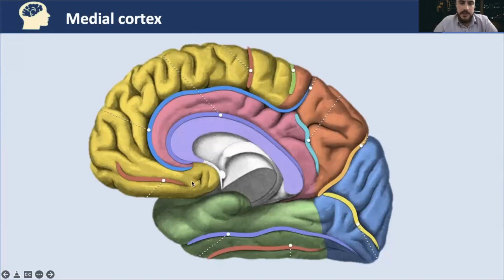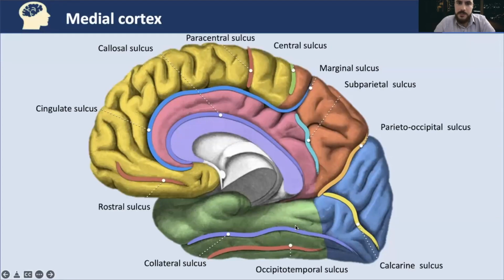This is the medial cortex here. The yellow area represents the superior frontal gyrus. Obviously, this is a frontal lobe. This is a superior frontal gyrus. So this is the cingulate gyrus, the pink one. This is the corpus callosum, and the blue area is the occipital lobe. The green area is the temporal lobe. And we will talk about the sulci of each lobe independently later on.